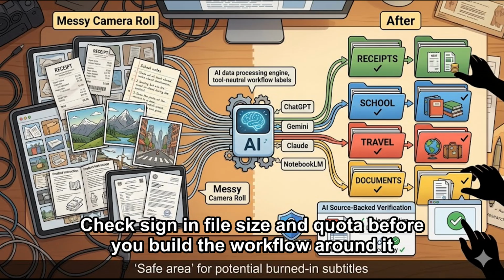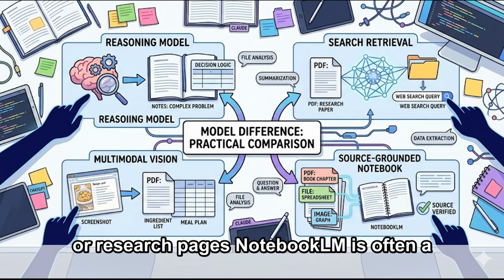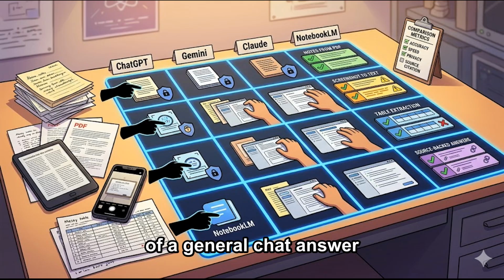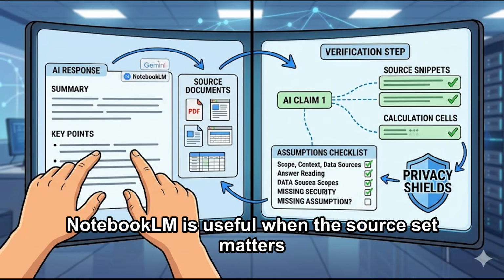The third decision is whether you have many sources. If you have several PDFs, articles, notes, or research pages, NotebookLM is often a better structure. That is especially true when you want answers grounded in those sources instead of a general chat answer. NotebookLM's official help explains that source imports have limits and protected PDFs can fail. So the third rule is this. NotebookLM is useful when the source set matters. It is not a reason to trust an answer without looking back at the source.